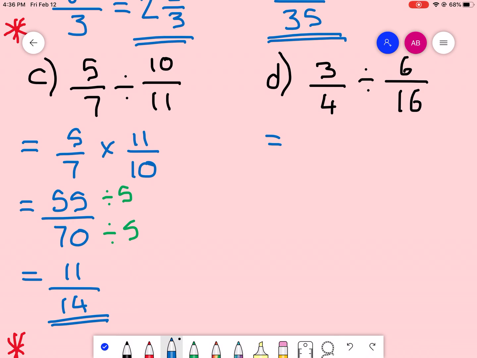Same goes for part D. Keep the first fraction the same, change the divide to a multiply, flip the second fraction, so it's now 16 over 6. 3 times 16 is 48.